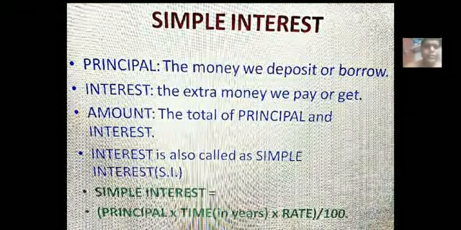Simple interest now. What is principal? It is the money we deposit or borrow. Interest is the extra money we pay or get from our deposit or loan or borrowing. Amount is the total of the principal and the interest. Interest is also called the simple interest, abbreviated as SI. So simple interest is equal to principal into time in years into rate divided by 100. Okay?